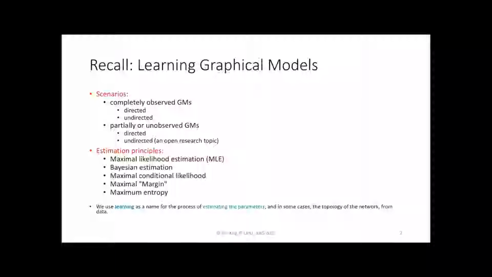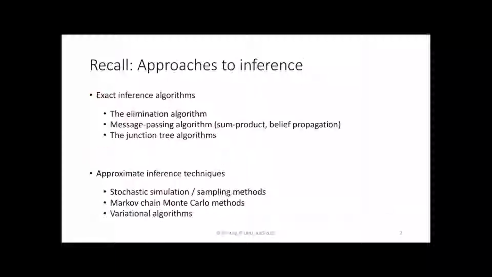So overall, there are a few principles for estimation. Maximum likelihood estimation is one of the most common ones. We also said that sometimes you want to assign a distribution over the parameters and compute the posterior. That's more like a Bayesian approach. And we also mentioned very briefly maximum entropy estimation as another principle of estimation in graphical models.